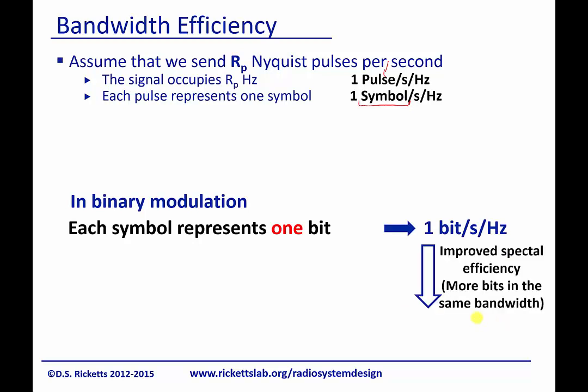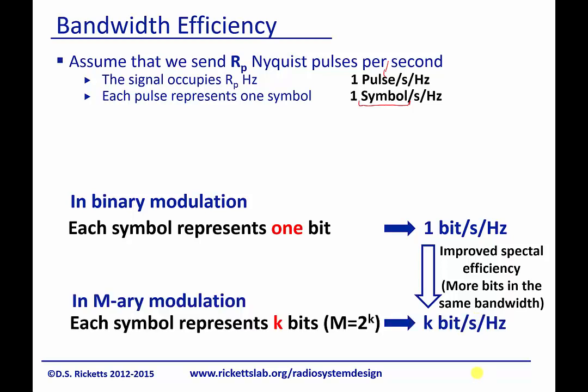But we can improve the spectral efficiency by transmitting more bits per symbol. Because each symbol has a fixed bandwidth, if we increase the modulation complexity, then we can increase the number of bits transmitted. In an M-ary modulation, each symbol, or you could say pulse, represents k bits. So you end up with a spectral efficiency of k bits per second per hertz.